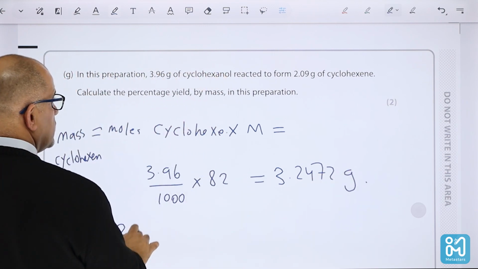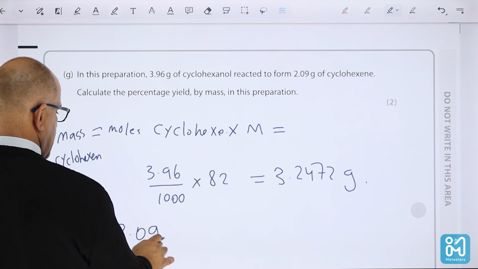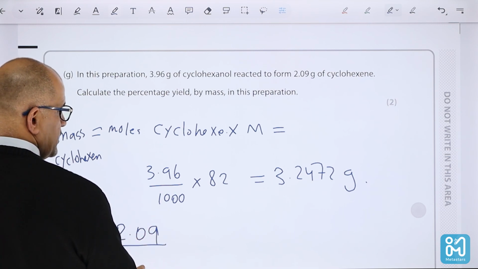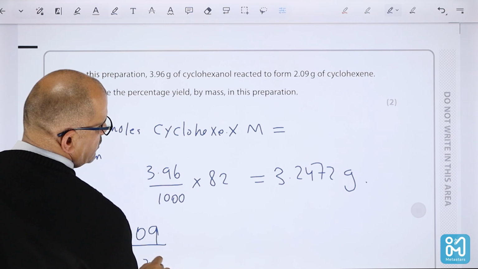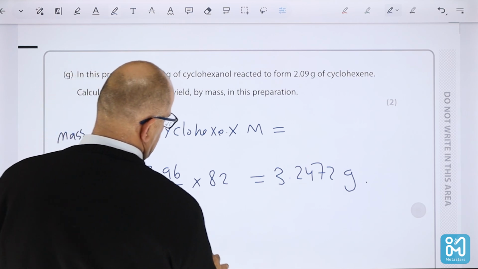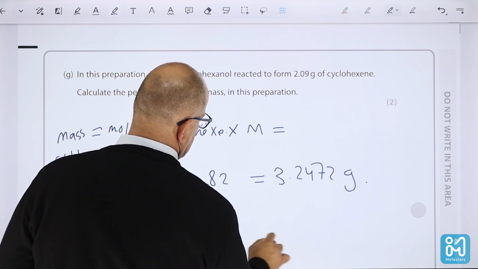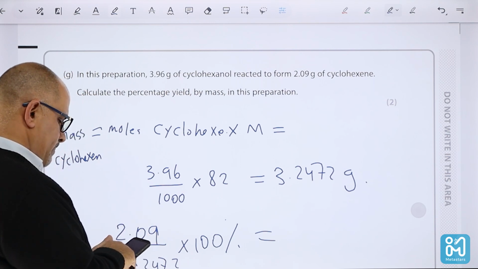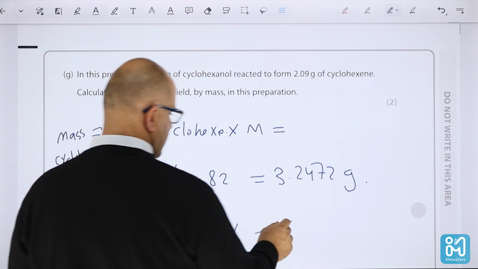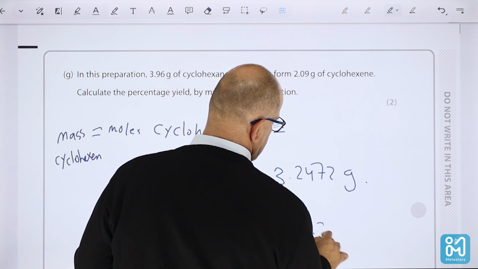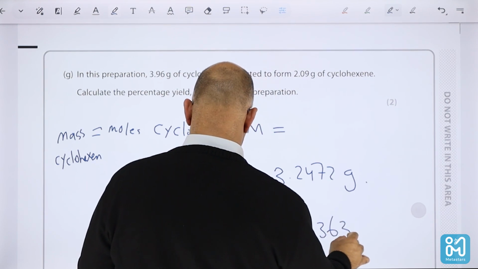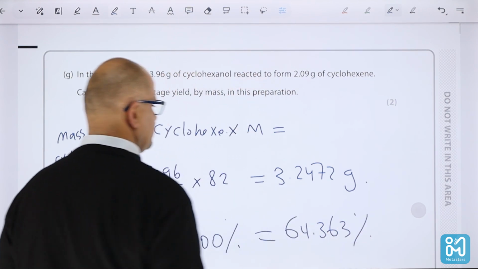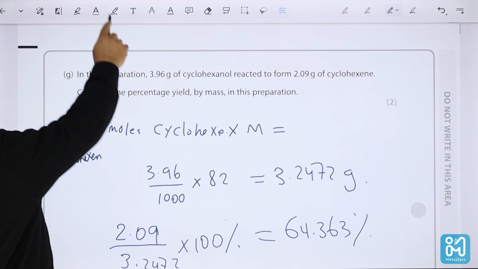So 2.09 over this number, 3.2472, times 100%. This will give us 64.363%.